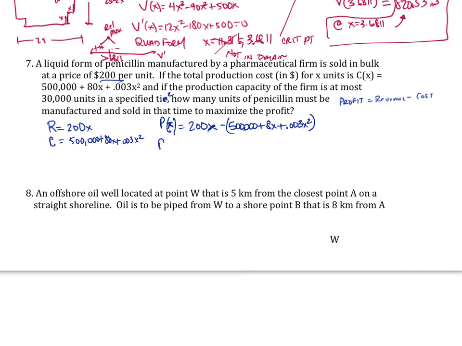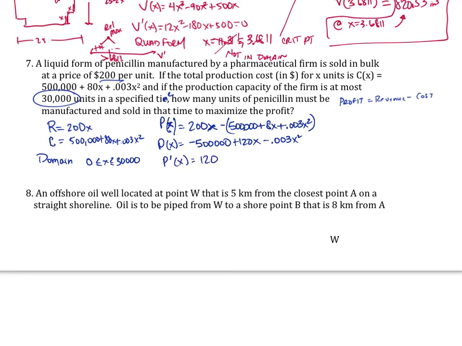If I clean this up a little bit, profit is going to end up being negative 500,000 plus 120X minus 0.003X squared. Okay, we want to try to maximize this, but first let's determine the domain. What's the domain going to be? Well, I can make a maximum of 30,000 units. I can make none, or I can go all the way up to 30,000 units. That's my domain.